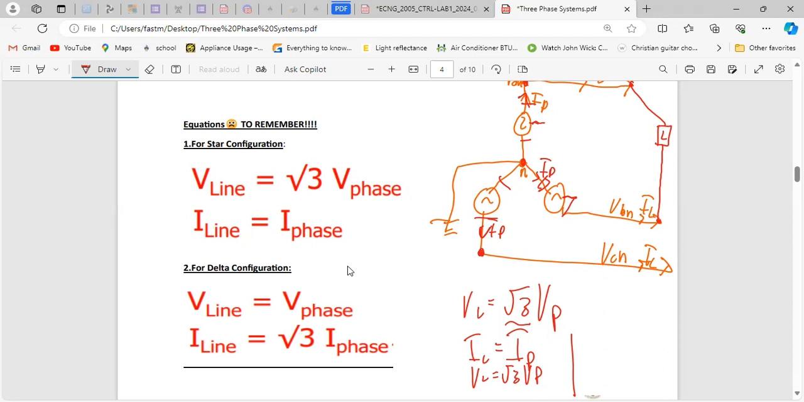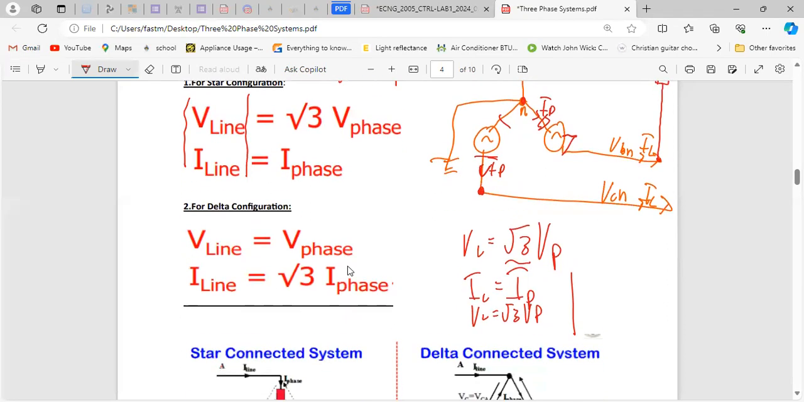If you're having trouble remembering equations for these, it will always start with the line. That's how I remember it, right? So if your I line is I phase, then the voltage will be V line is equal to root 3 V phase. That's your star, by looking at the diagram, right?